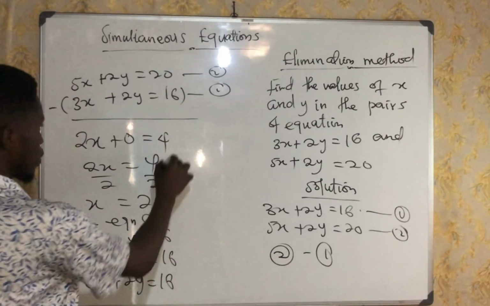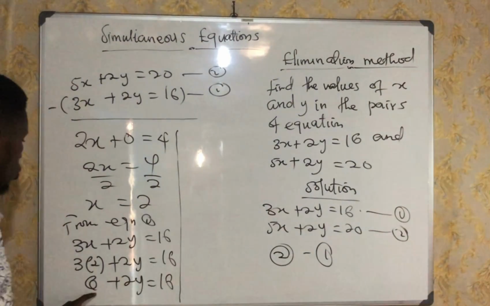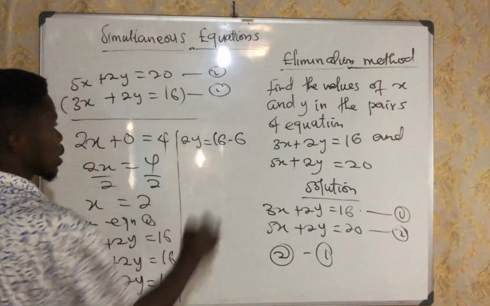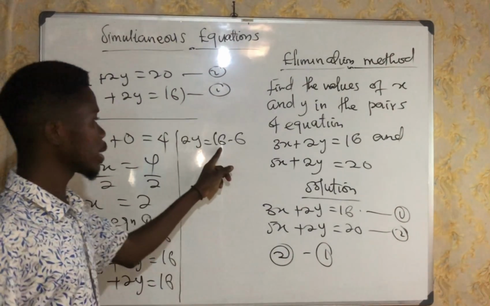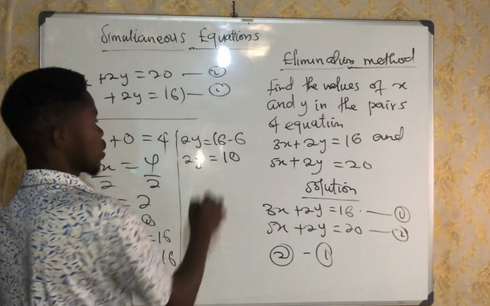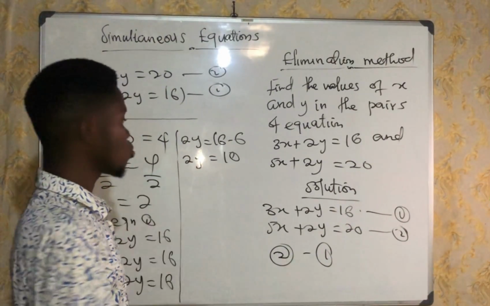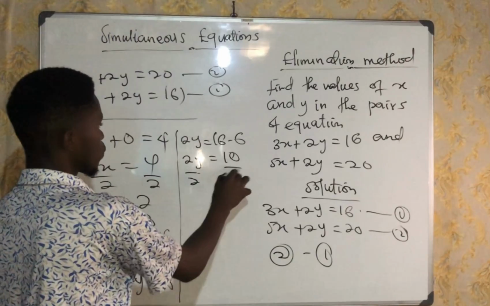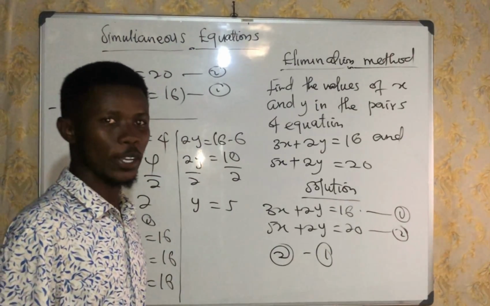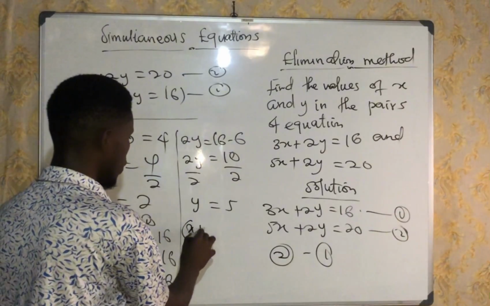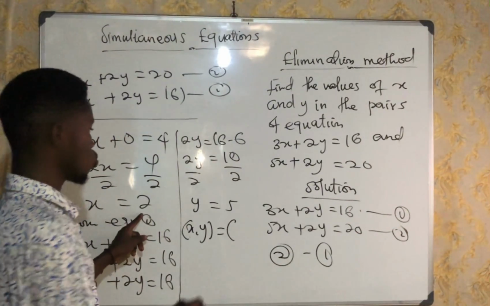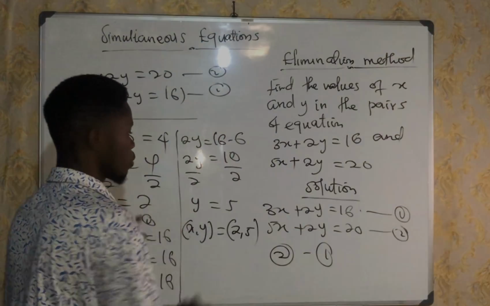Now I can group like terms here. So that is going to give us 2y equals 16 minus 6. Is that okay? 16 minus 6 we know to be what? 10. Dividing both sides by 2, we have our y equals what? 5. Is that okay? Meaning that our pair is x equals 2, y equals 5.